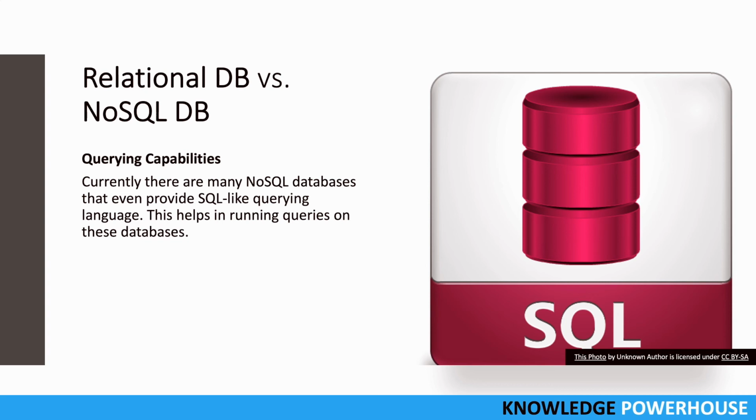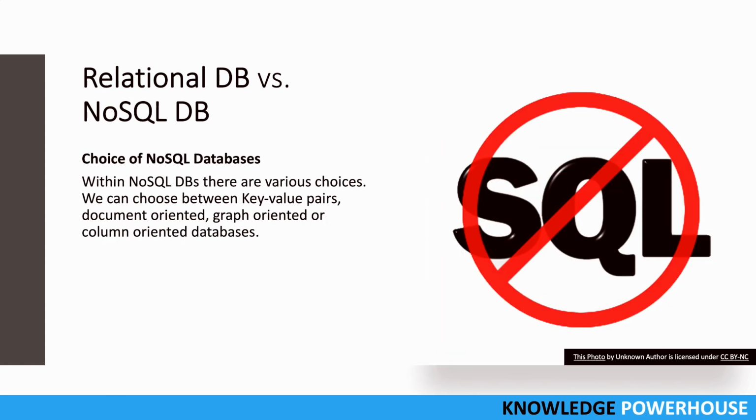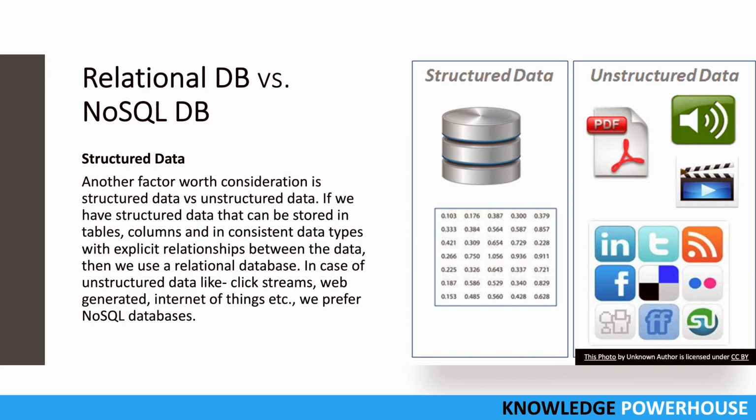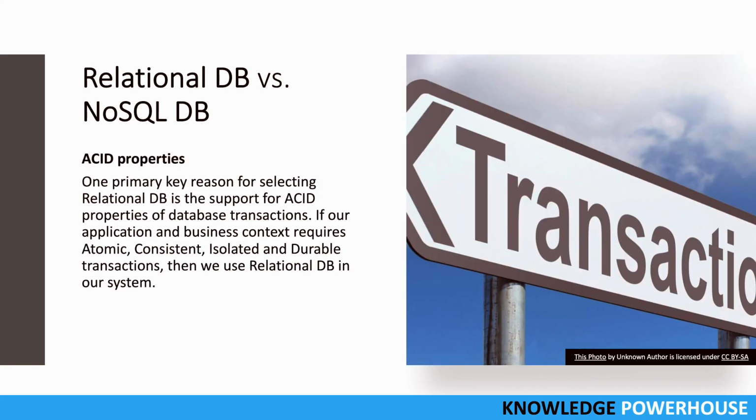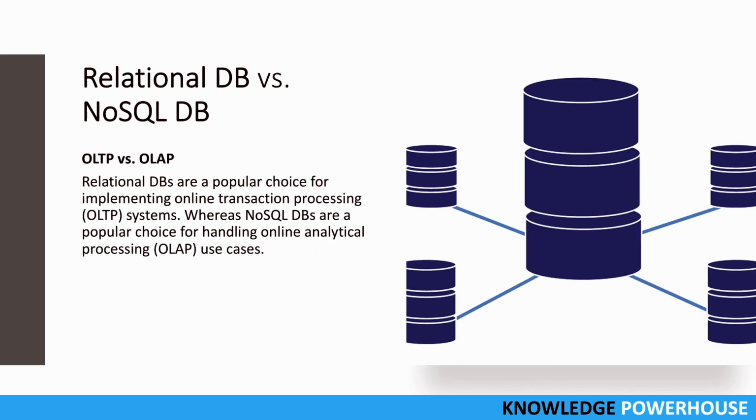All right, to recap, what are the criteria for choosing between Relational DB and NoSQL DB? Querying capabilities; the choice of NoSQL database like graph-oriented, document-oriented, column-oriented; structured data versus unstructured data, where structured data goes to relational and unstructured goes to NoSQL. Big data by default mostly goes to NoSQL databases. ACID properties of transactions go to relational databases, whereas the BASE model is for NoSQL databases. And then OLTP versus OLAP: OLTP goes to relational and OLAP goes to NoSQL databases.